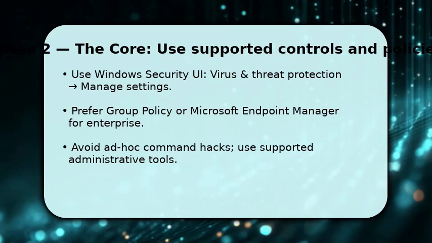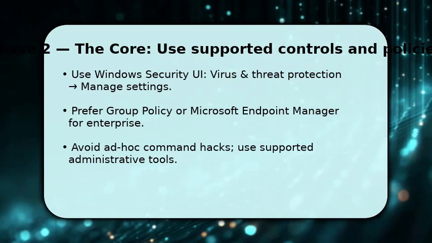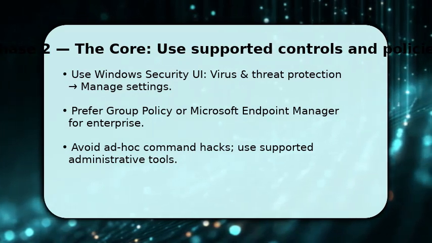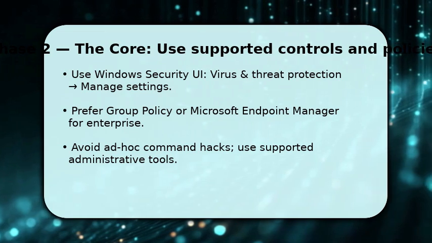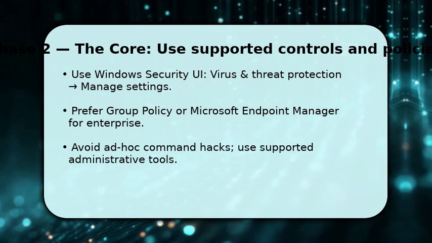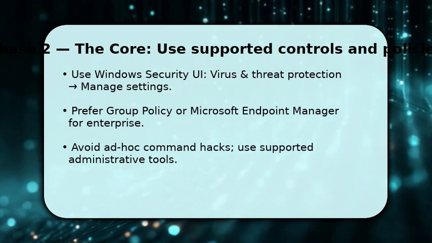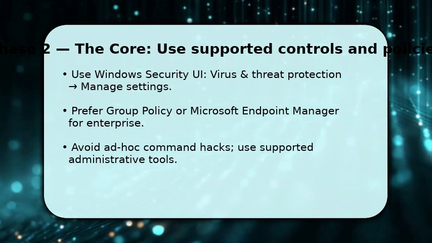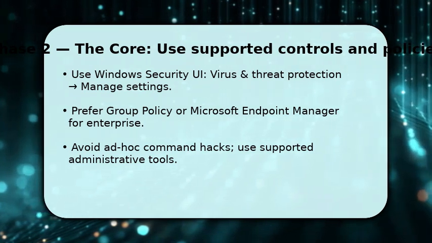Open Windows Security and go to Virus and Threat Protection, then manage settings to toggle real-time protection if allowed. This respects tamper protection and audit trails. In corporate environments, use Group Policy or Microsoft Endpoint Manager to apply changes centrally and safely.